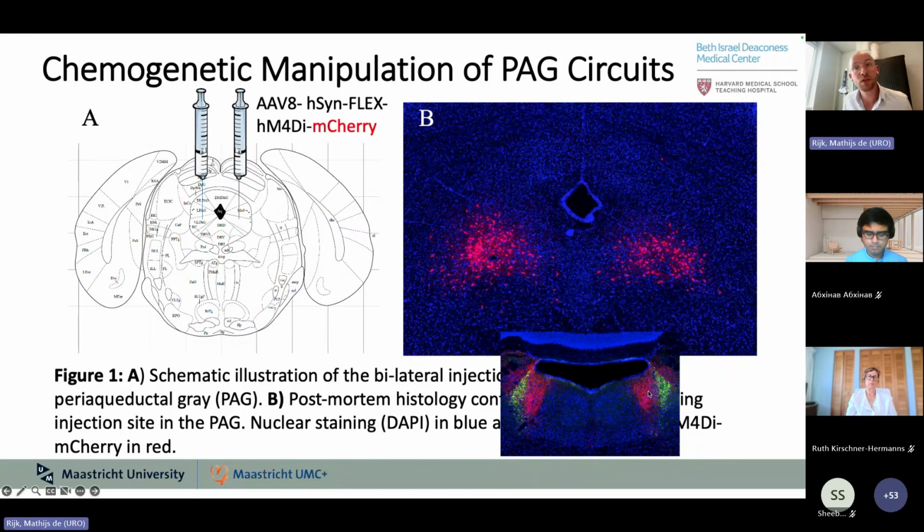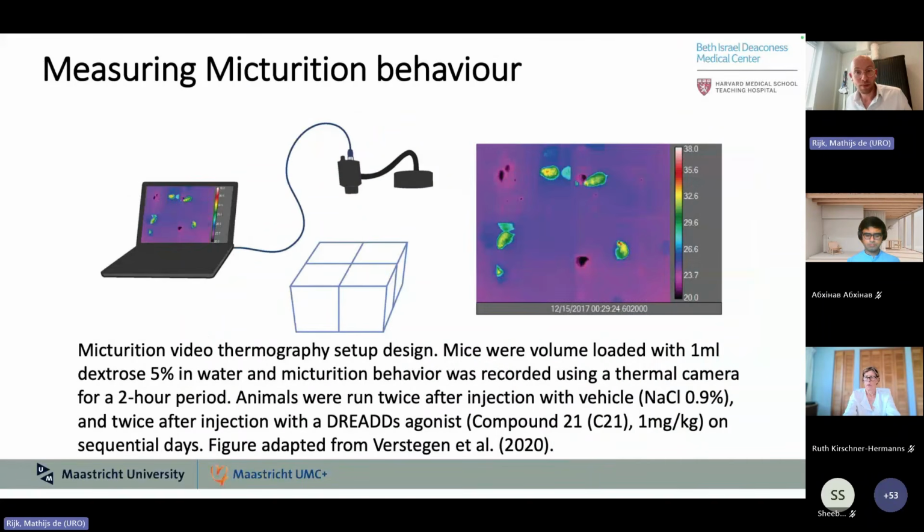And then we can use a drug to activate those receptors. So I said DREADD, designer receptors exclusively activated by designer drugs. What that virus does is add a receptor to the cells that it infects, and then you can use a drug to activate those receptors. So I can make those neurons active, or I can use an antagonist and make them inactive. And then we also want to measure those animals' micturition behavior, and we can do that using a method that was designed by the group of Hanneke Verstegen, micturition video thermography.